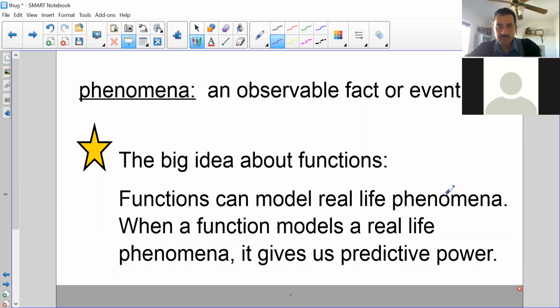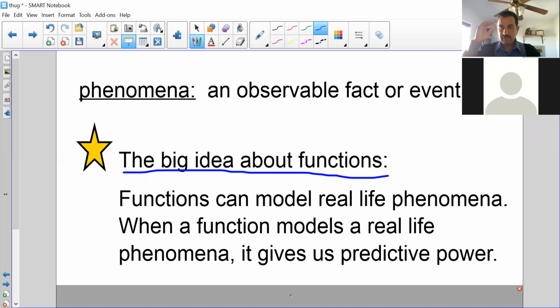Go write this down with a big fat star on your notes. So you have two vocabulary words and then a big star. The big idea about functions. Functions can model real life phenomena. When a function models a real life phenomena, it gives us predictive power. We can predict the future.